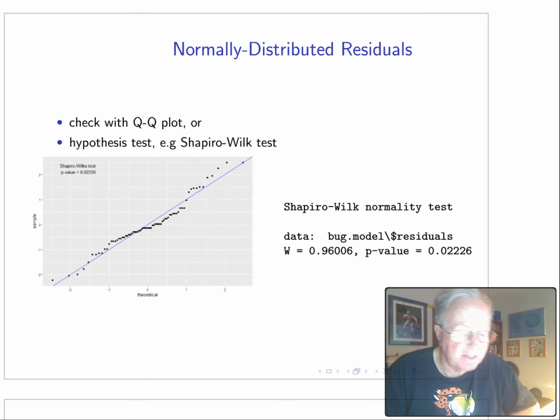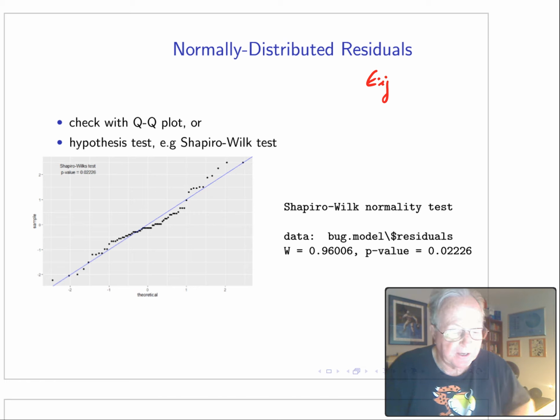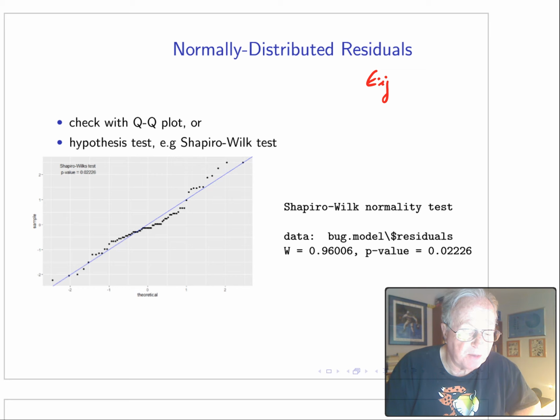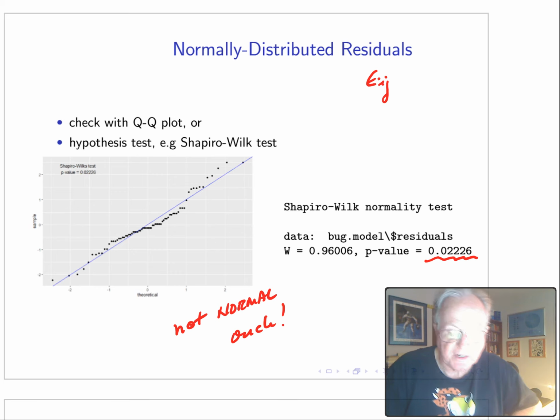So that normality requirement translates into normally distributed residuals. Oh, that's that epsilon ij part. And we can check this either graphically with a QQ plot or with some sort of hypothesis test, for instance, the Shapiro-Wilk test. So here's an analysis. The residuals are not really conforming to the straight line. And if we run this Shapiro-Wilk test, we get a really small p-value, so not normal. Ouch. So one assumption violated.